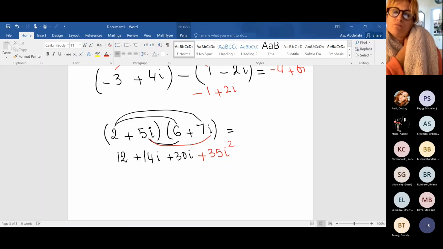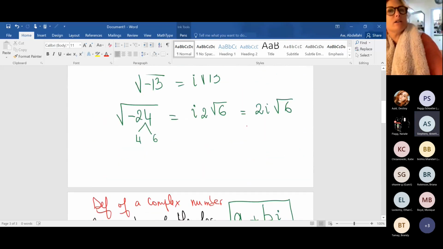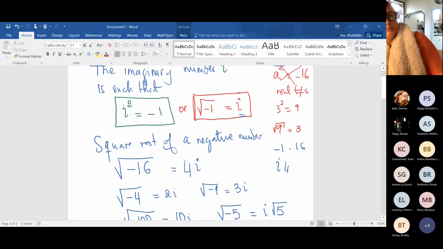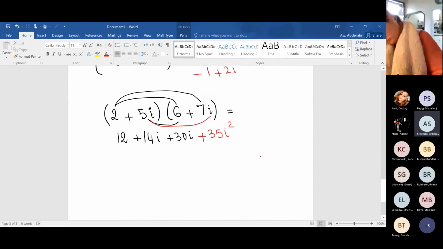Now here the definition of i comes into play. We don't leave i squared as is because we remember this definition. How much is i squared? Negative 1. You see right here in green, i squared is negative 1. Now we have to consider the definition of i. Because i squared is negative 1, this whole term becomes what? Negative 35. Thank you very much.